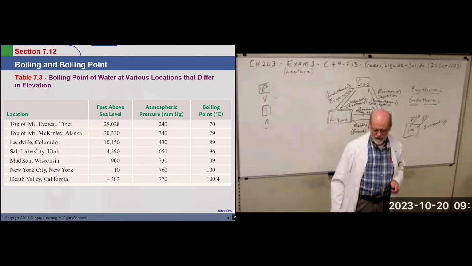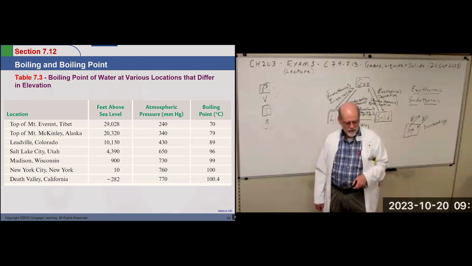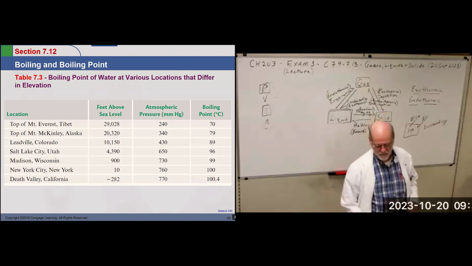All right, let's see if I was kind of off. The top of Mount Everest, 70-degree boiling point for water.